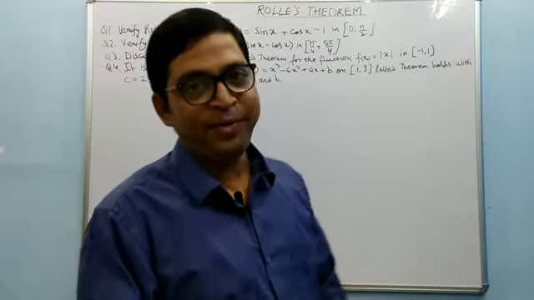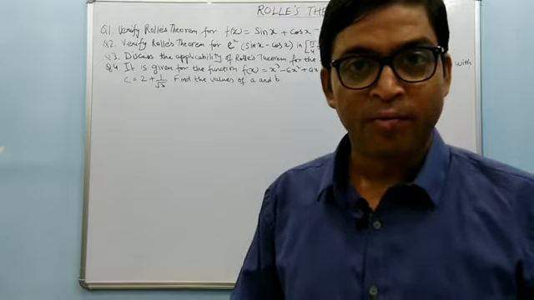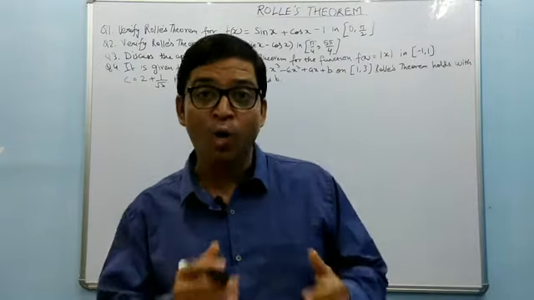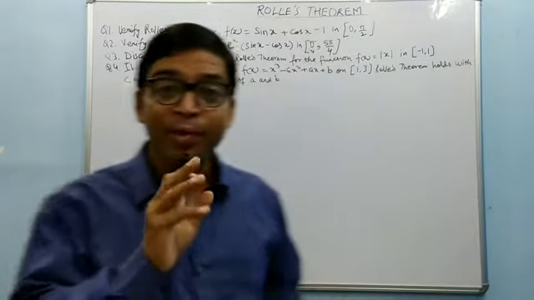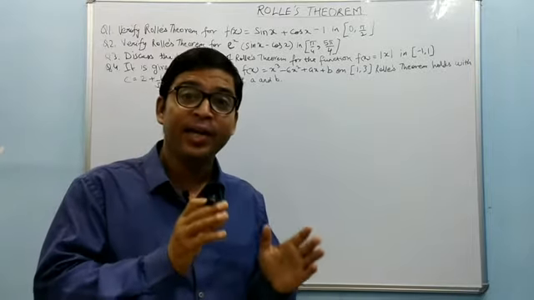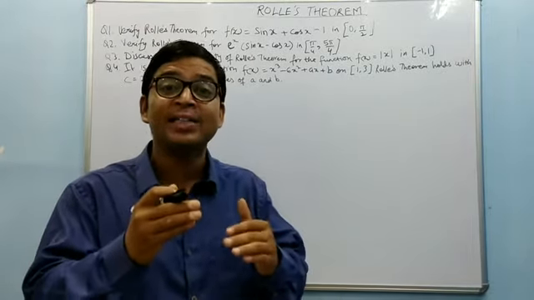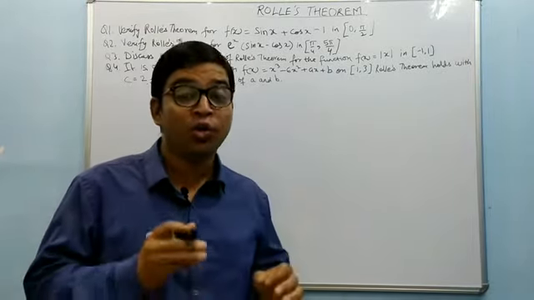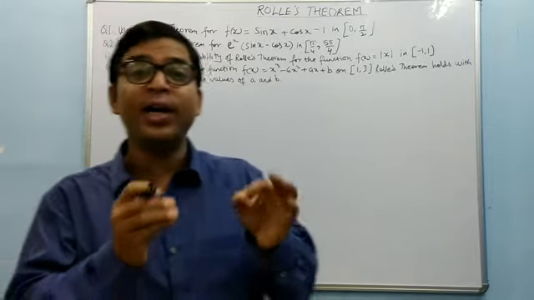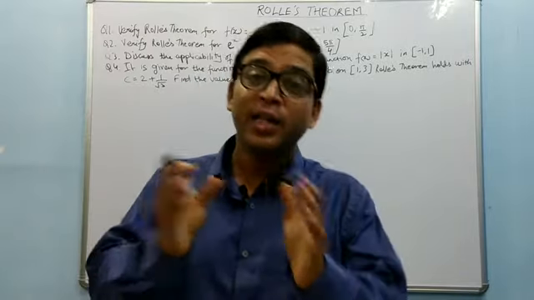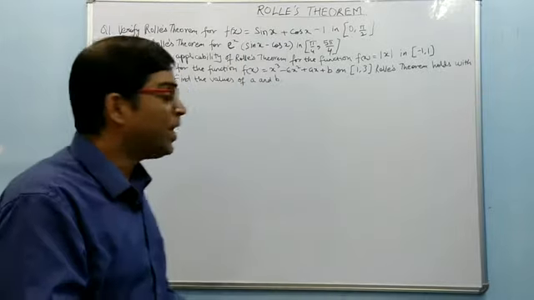Hello friends, today we will see Rolle's theorem, where it is applicable and how it is applicable. I just named Rolle's theorem as the 3 plus 1 theorem. That means if three conditions are satisfied, then the fourth will happen. What are these three conditions?